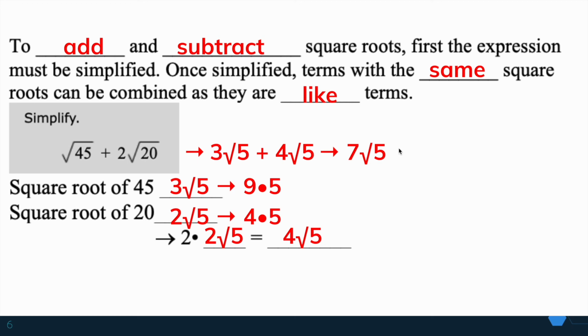So that's some of the basic functions with square roots. I hope that helped, and I will see you on the next video.